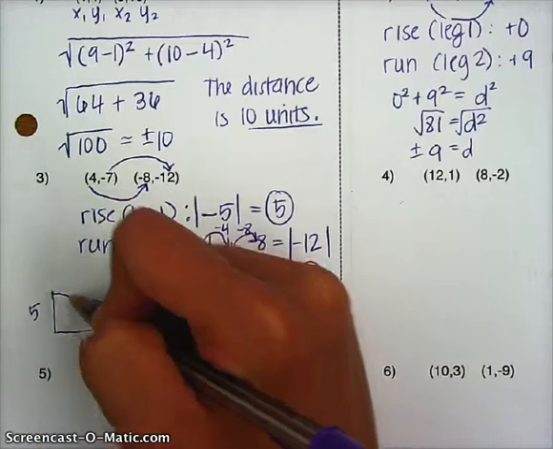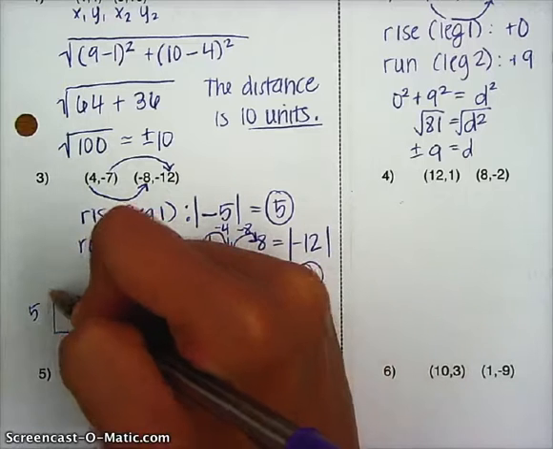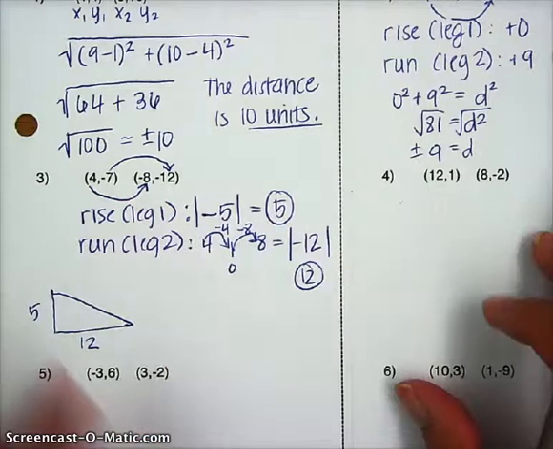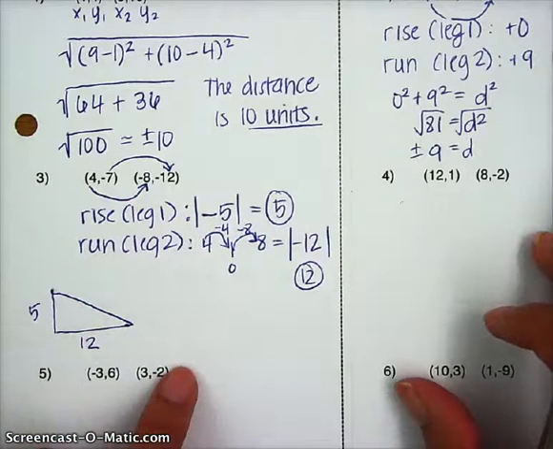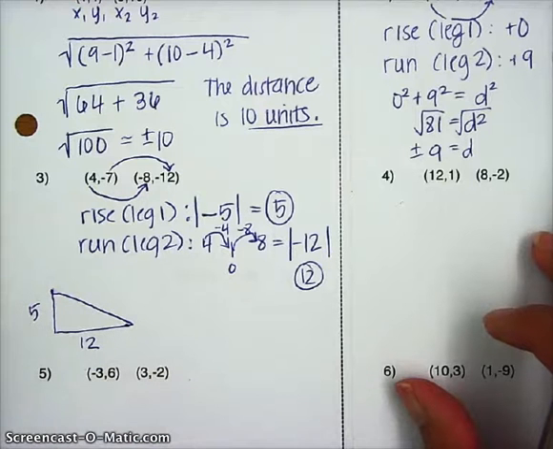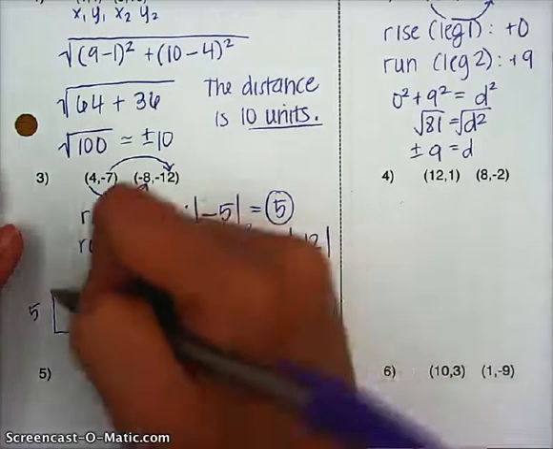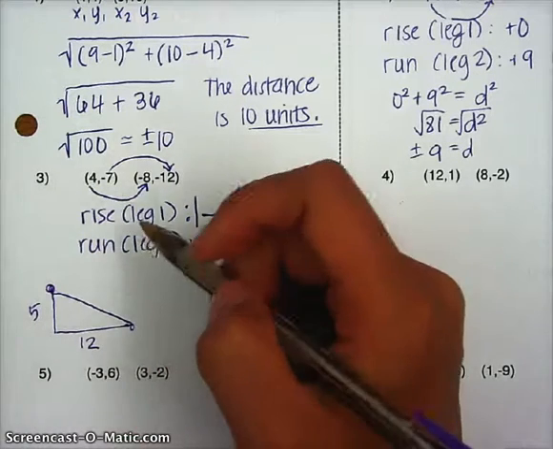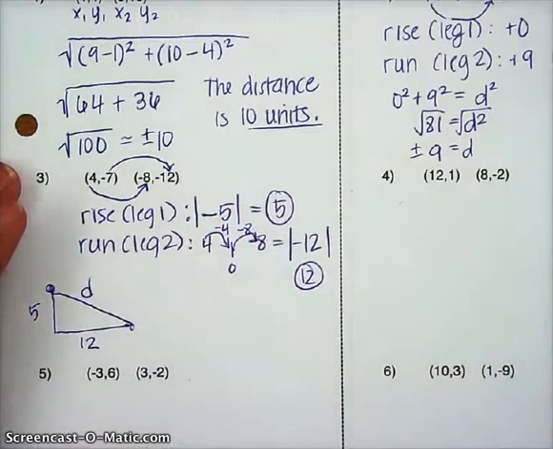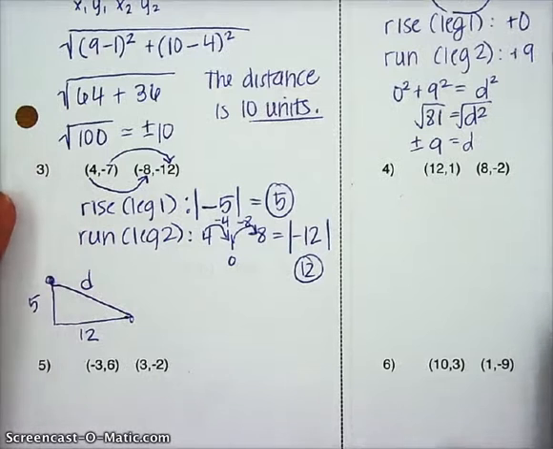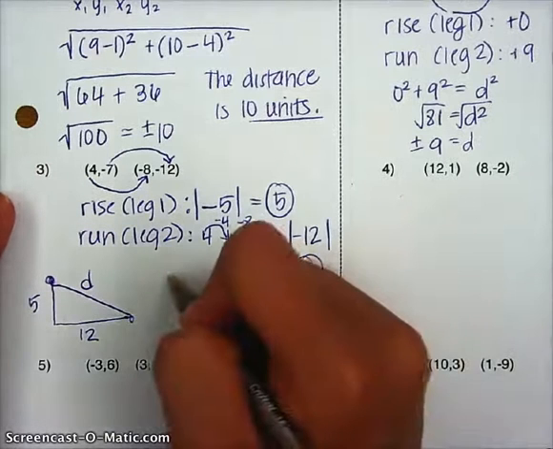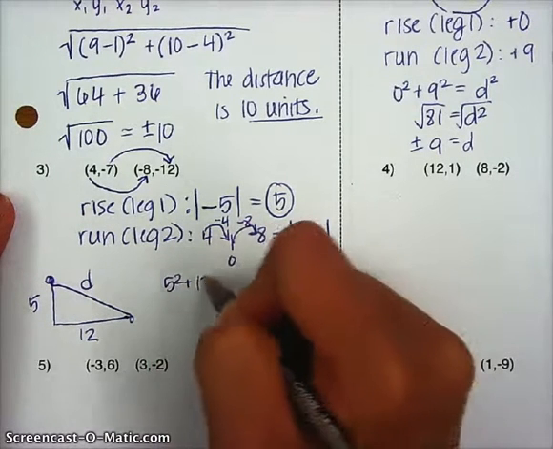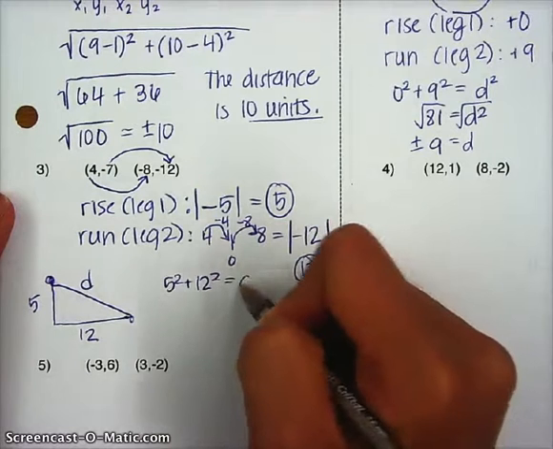So now I'm going to go ahead and close it to make a right triangle. I just created a hypotenuse. What does this hypotenuse represent? The distance, right? So imagine these were the 2 points. This represents the distance. So your hypotenuse is your distance. So now I'm going to go ahead and plug it into my formula. 5 squared plus 12 squared equals d squared.